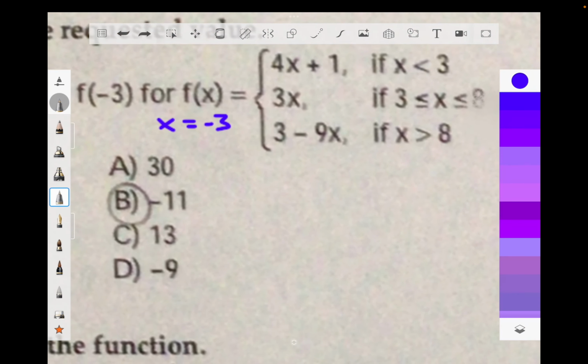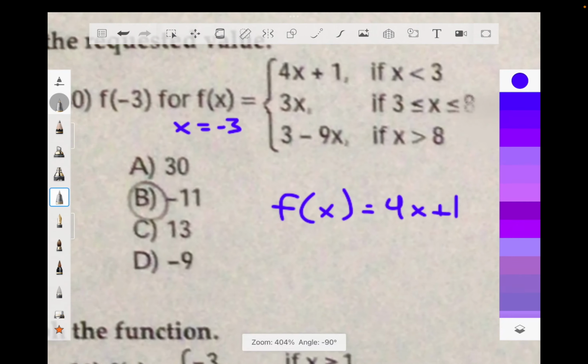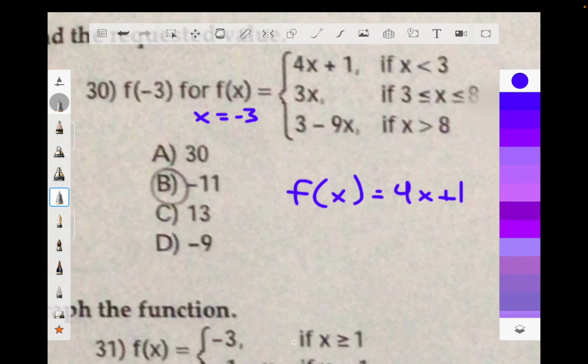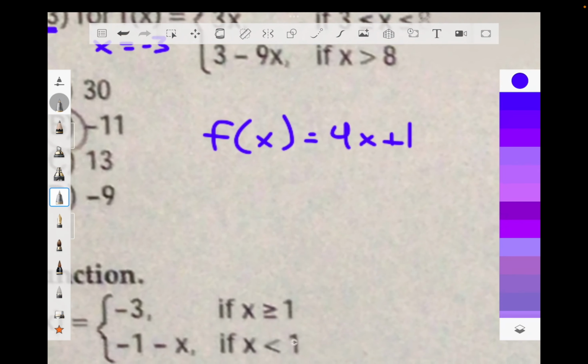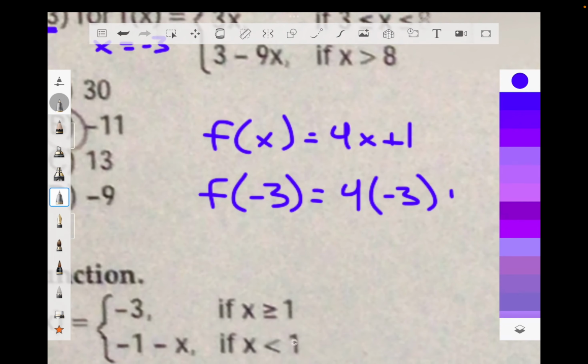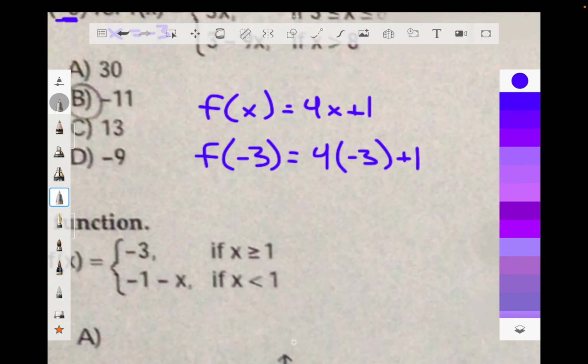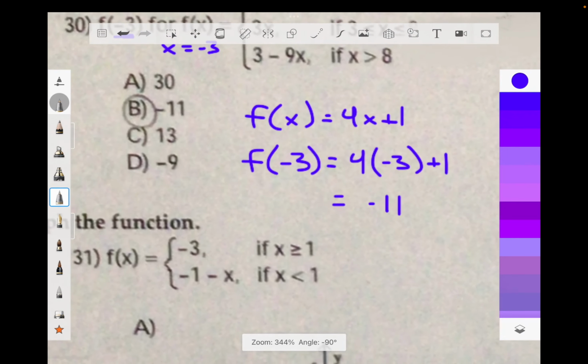All right. So f of x is equal to 4x plus 1. And remember, this is saying x, replace the x's with -3. So f of -3 is the same thing as 4 times -3 plus 1. This is going to be equal to -11.